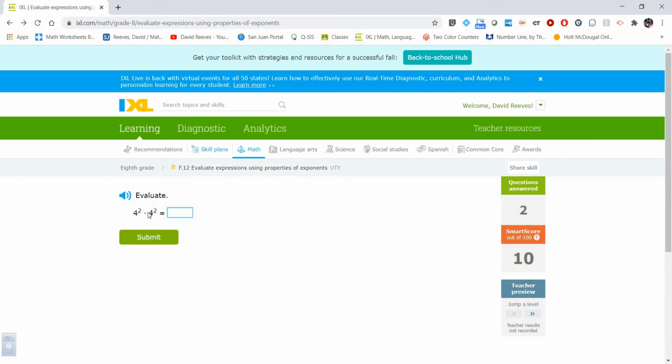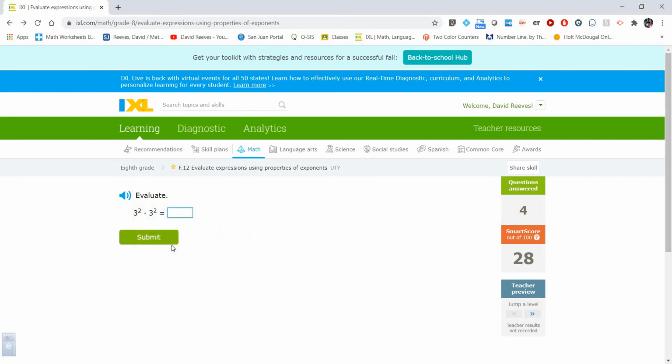All right. Right here, I'm going to have 4 to the 2nd times 4 to the 2nd, which is going to be 4 to the 4th power. 4 times 4 is 16 times 4 is 64 times 4 is 256. Again, this one right here, 9 to the 6th power divided by 9 to the 4th power, I would subtract, and that would be 9 to the 2nd power, or 81.